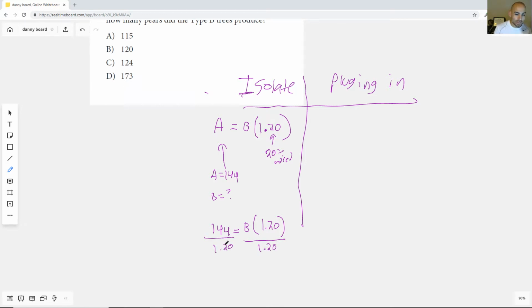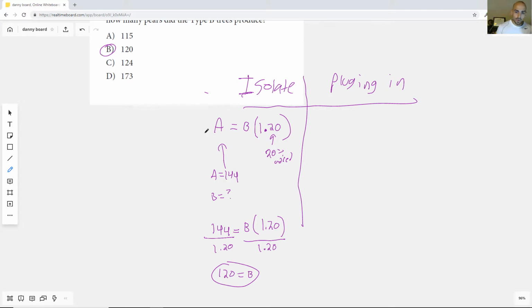1.20 or 1.2, that 0 isn't necessarily needed, and especially on a test day it wouldn't hurt. 144 divided by 1.20 is 120. So what they're telling me is that B must equal 120 pears, which makes sense because it is less than the 144 number, and it's also an answer choice. So let's think about plugging it in.